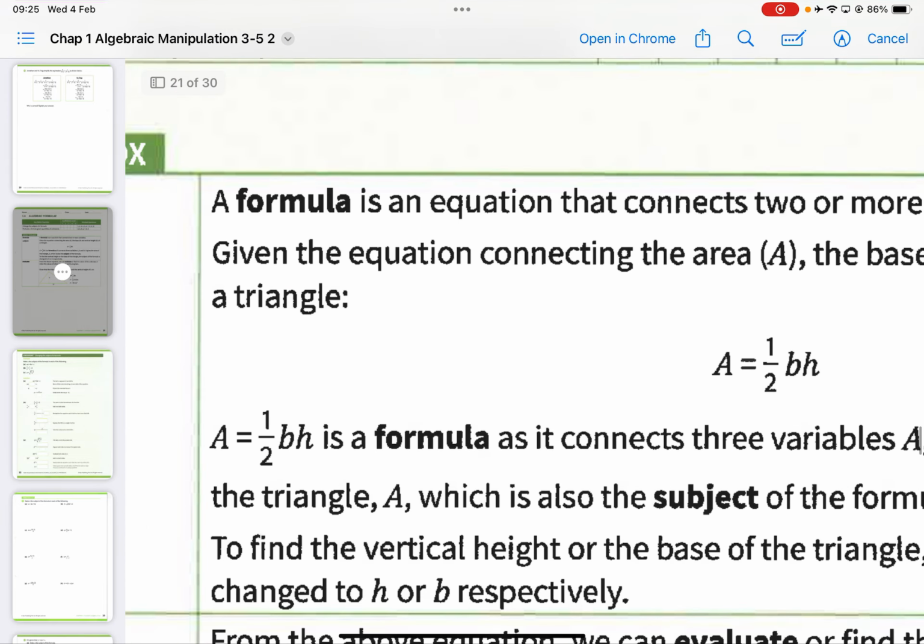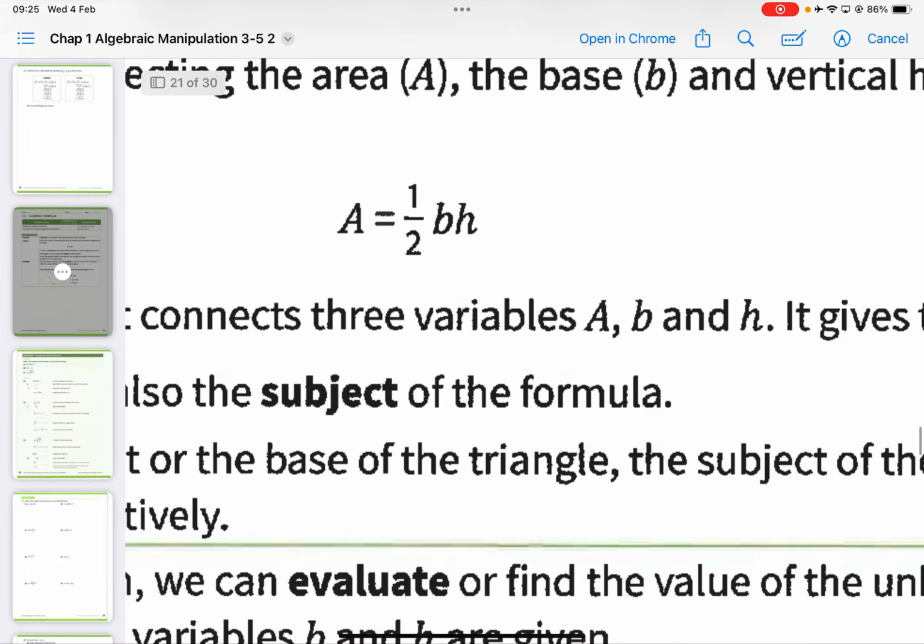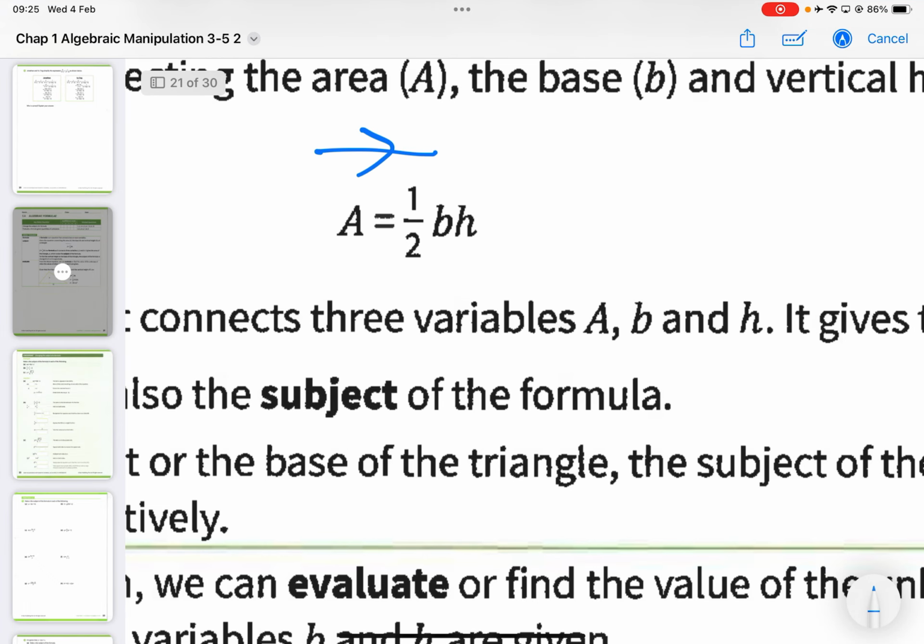Okay, what is a formula? A formula is an equation, with two or more unknowns. So one big problem for a lot of students is when they see an equal sign. In primary school, when we use the equal sign, it's always we are finding the answer. It's always one direction. We always think of the equal sign as from the left to the right.